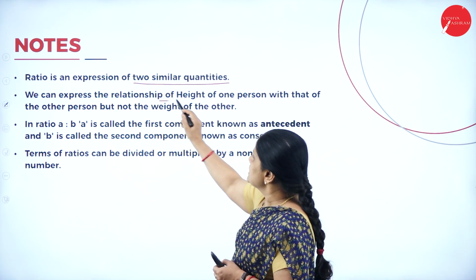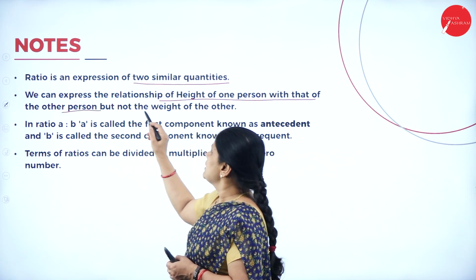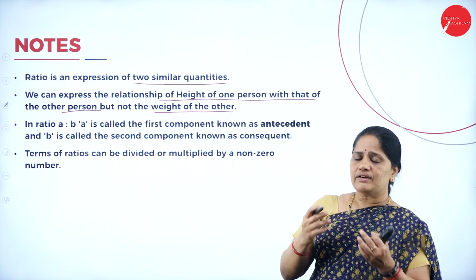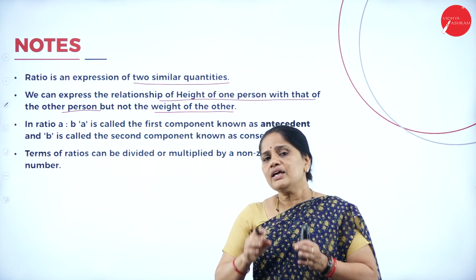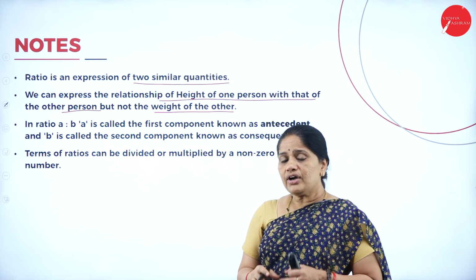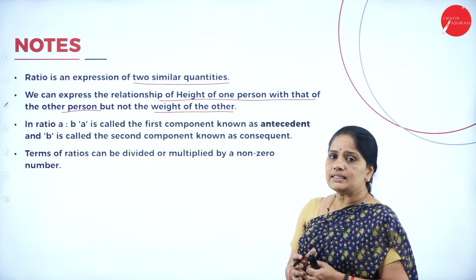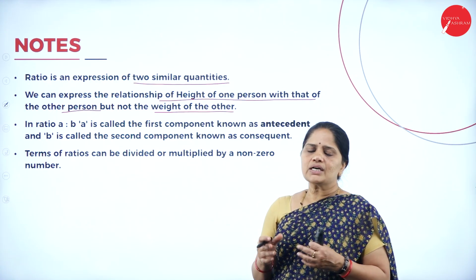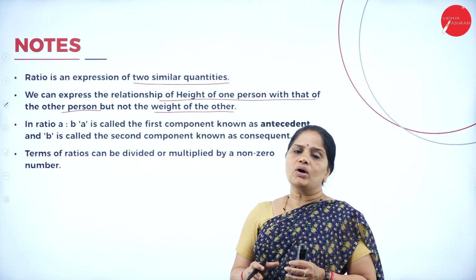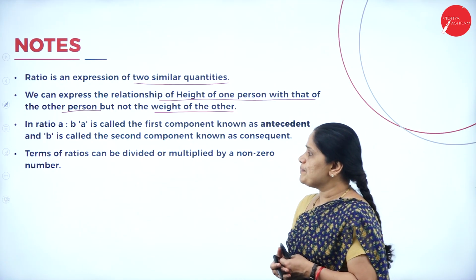We can express the relationship of the height of one person with that of the other person, but not the weight of the other person. If you are giving the height of one person, then we can compare it with the height of another person only. But if you are giving the weight of one person, you have to compare it with the weight of the other person. Whatever quantities are given should be of the same kind, and only then does it make a meaningful comparison.